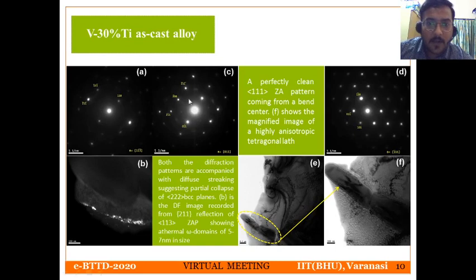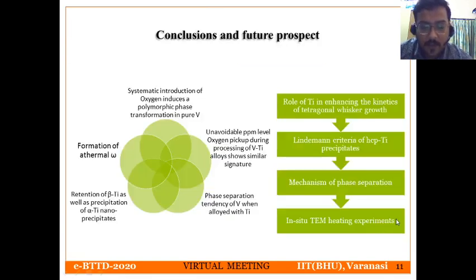The 30 weight percent alloy also shows diffuse scattering from all the zone axis patterns except from 111, and there is a highly anisotropic growth behavior of the lath that is observed.